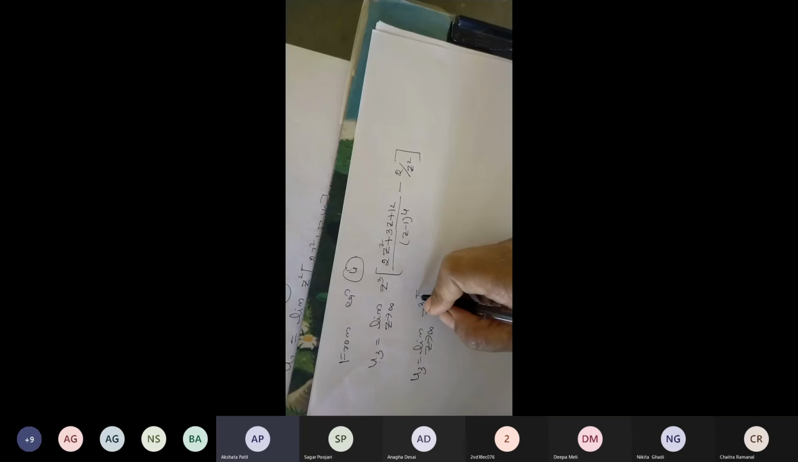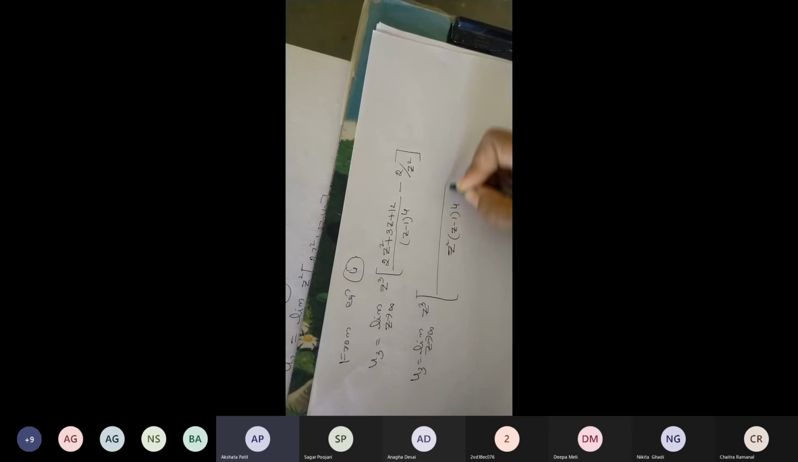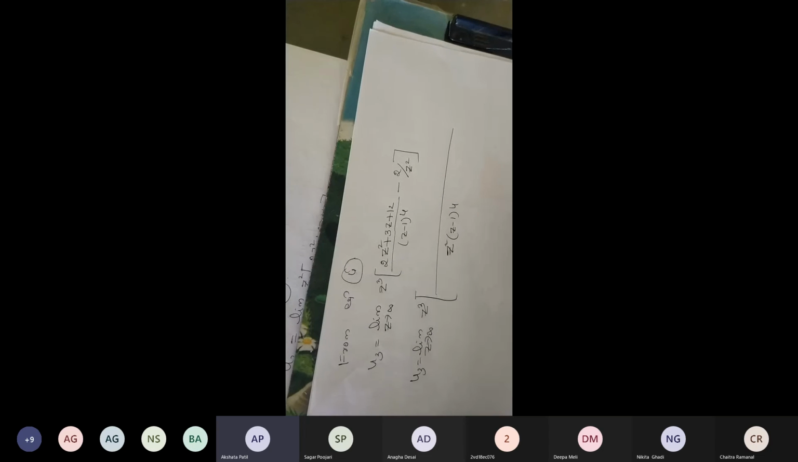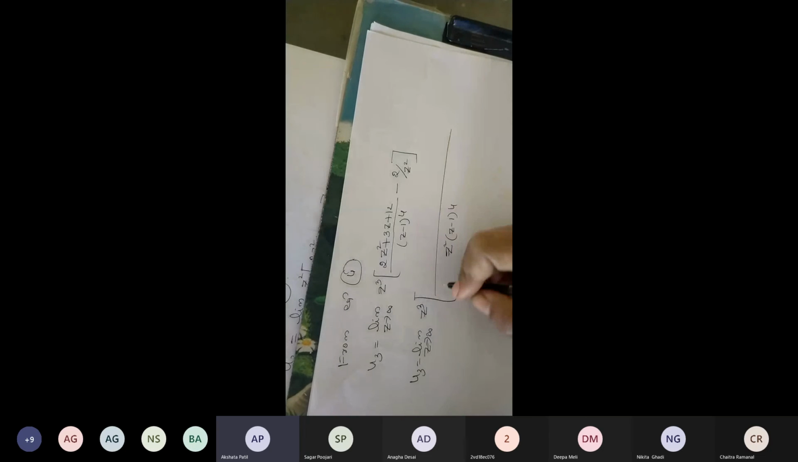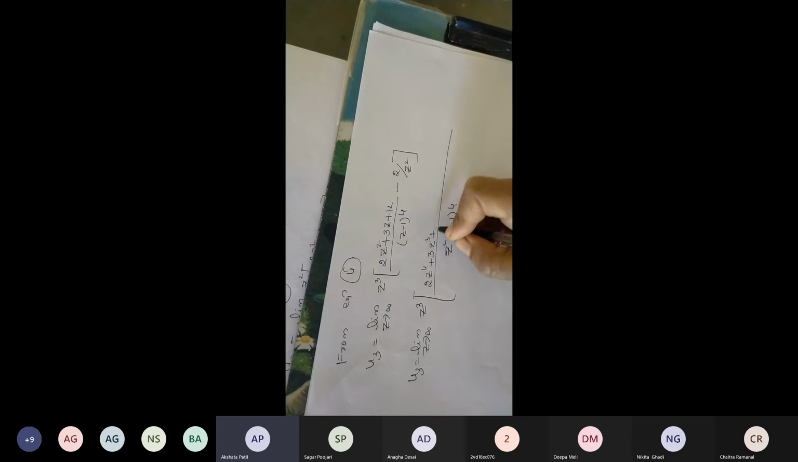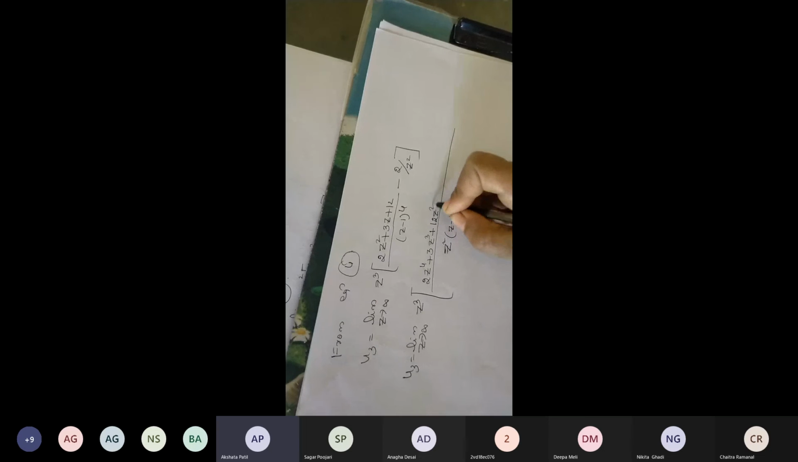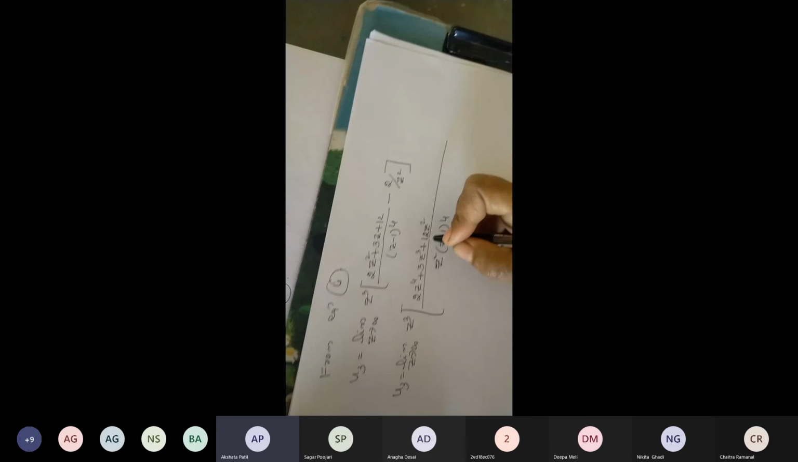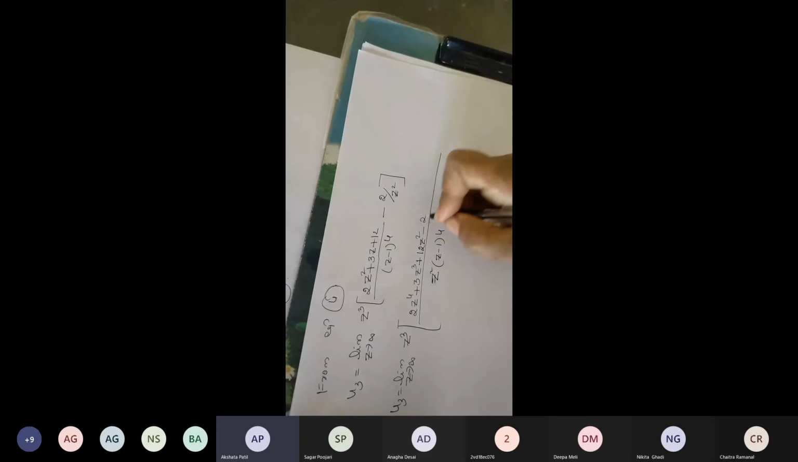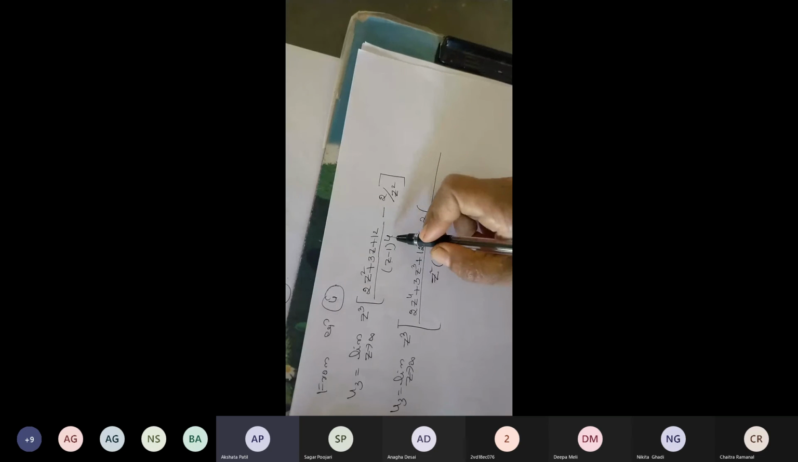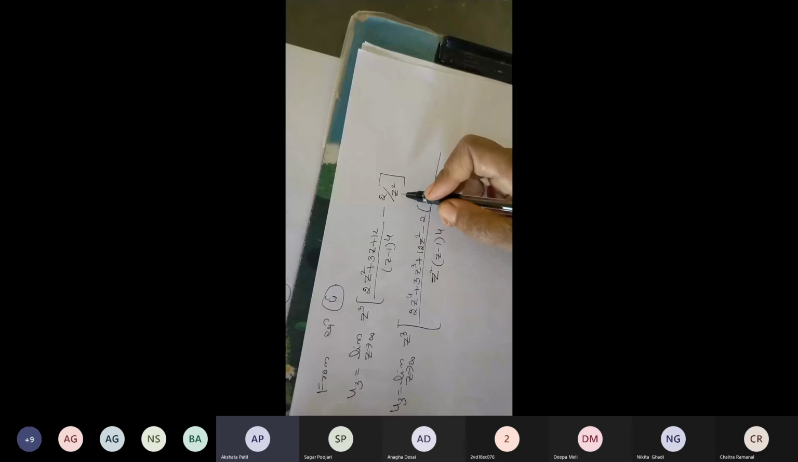Now take the LCM here. That is z square into (z minus 1) raised to 4. Now multiply the numerator by z square, then you will get 2 into z raised to 4, plus 3 into z square into z, which is z cube, plus 12 into z square, minus this 2 keep as it is, into (z minus 1) whole raised to 4, using the (a minus b) whole square into (a minus b) whole square formula.